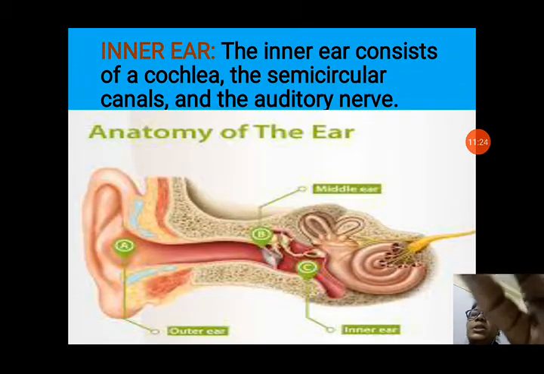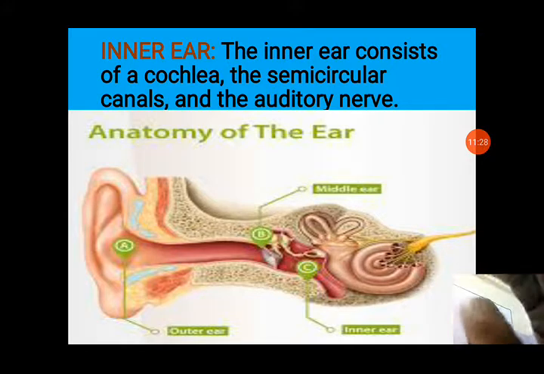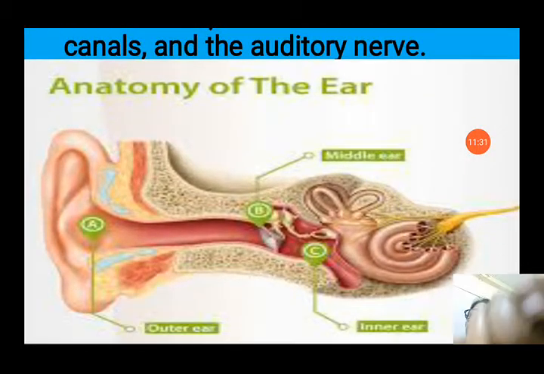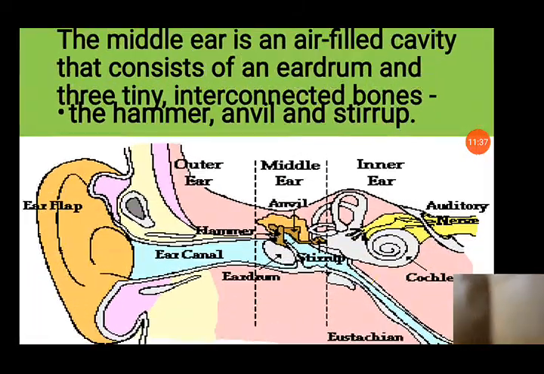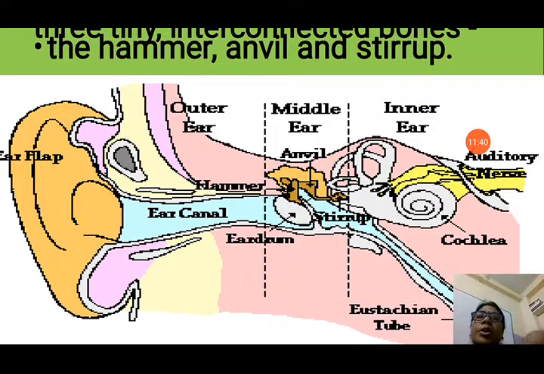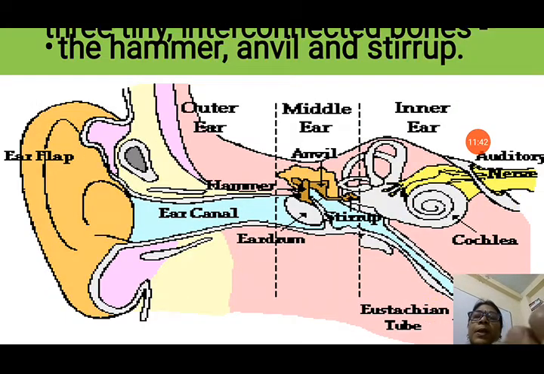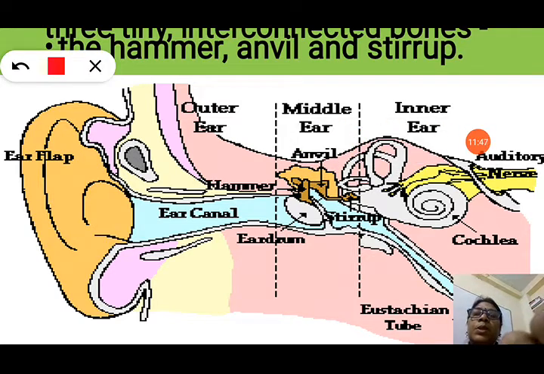Now next, the inner ear. The inner ear consists of the cochlea, the semicircular canals and the auditory nerves. You can see it is divided into outer ear, middle ear and inner ear. Let us see the inner ear. In this picture you can see the inner ear, auditory nerves, cochlea, and eustachian tube. The auditory nerves help us to send messages to the brain.